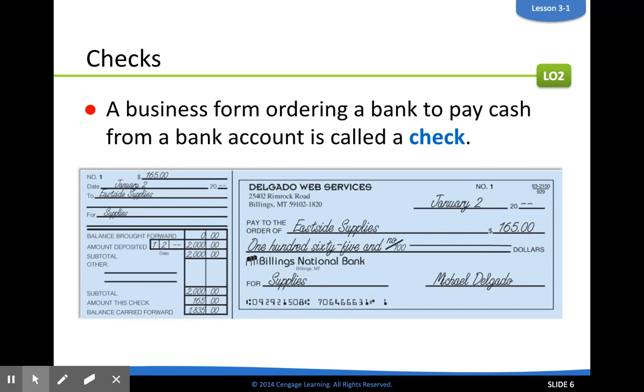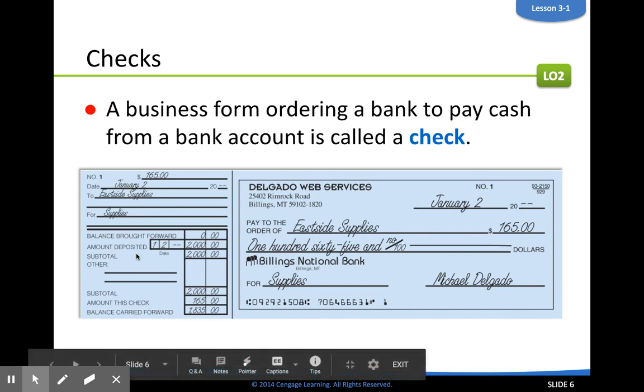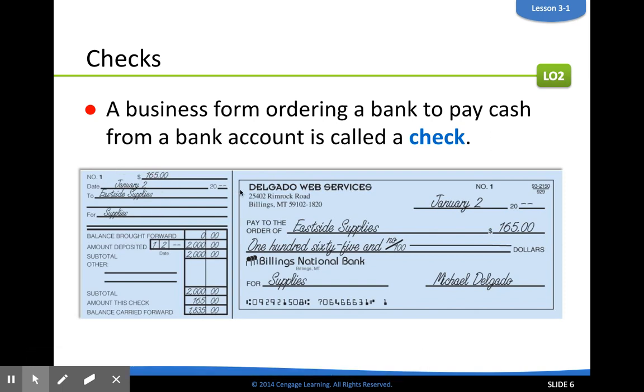On your reading guide, it says a check stub is used to keep tabs on the balance in a checking account. So over on the left side of this check, that is the check stub. So you fill out the check, transfer the information over to the check stub up here at the top, because you're going to tear off this check and give it to Eastside Supplies. So what you're left with is the check stub, and that is our proof of the transaction.